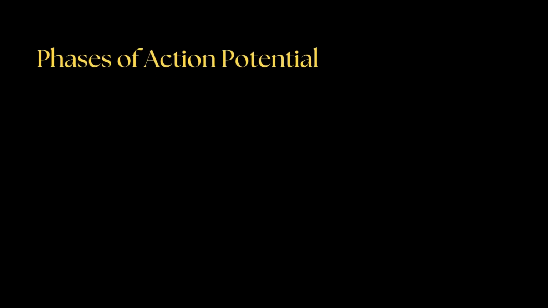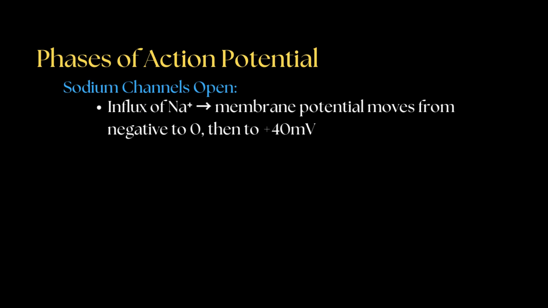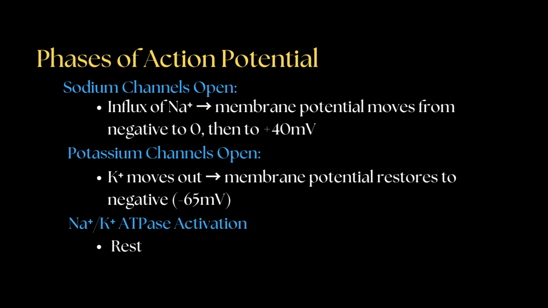During the action potential, the process begins with the opening of sodium channels, which causes an influx of sodium ions. This results in the membrane potential changing from negative to 0 millivolts and then progressing to plus 40 millivolts. At this point, the sodium channels automatically shut down and potassium channels open, allowing potassium ions to move out of the cell. The outward movement of positive charges restores the membrane potential back to a negative value around minus 65 millivolts. To maintain this ion distribution, the Na-K+ ATPase pump is activated, restoring sodium to the outside and potassium to the inside of the neuron.